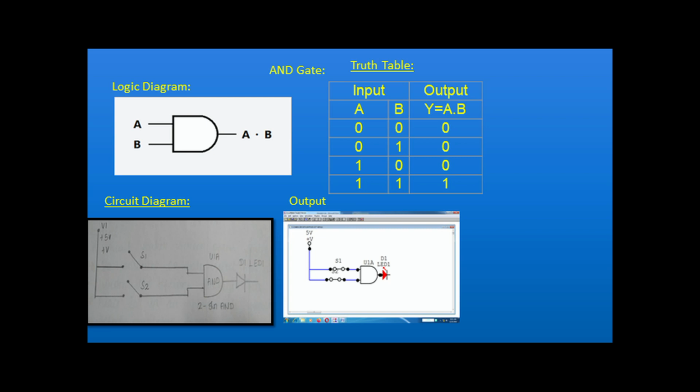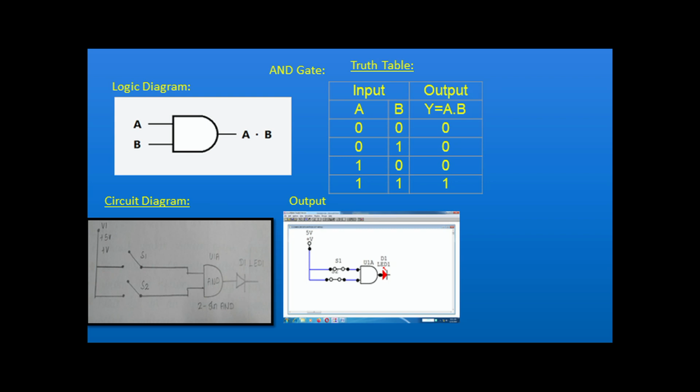First of all I connected the plus 5 volt. Then there are two switches, S1 and S2. The two switches are connected with the AND gate. Then the output of the AND gate is connected with the LED. The LED shows the result. If the light is on, the result is 1. If the light is off, the result is 0. So this is called the AND gate.